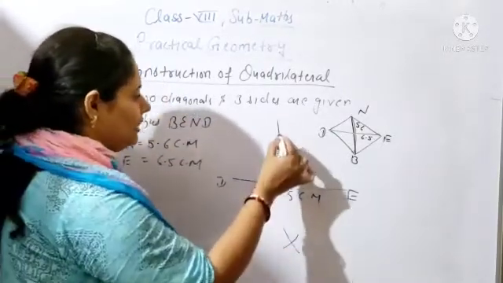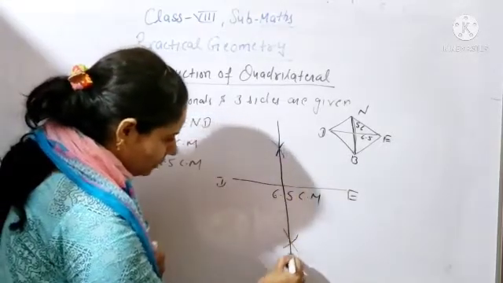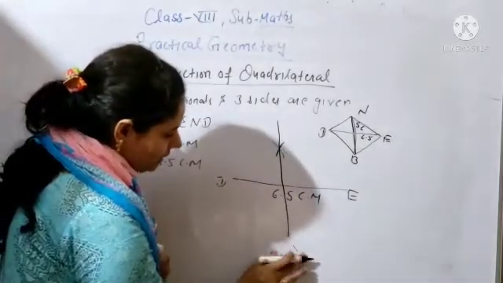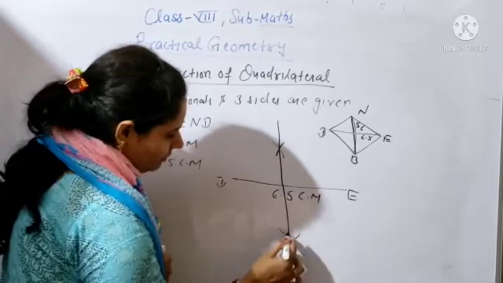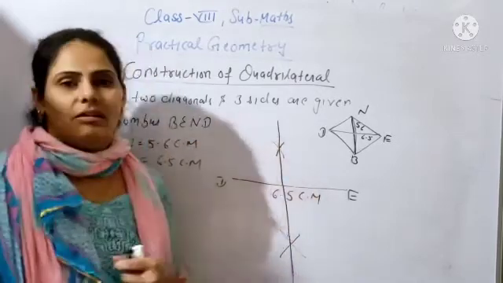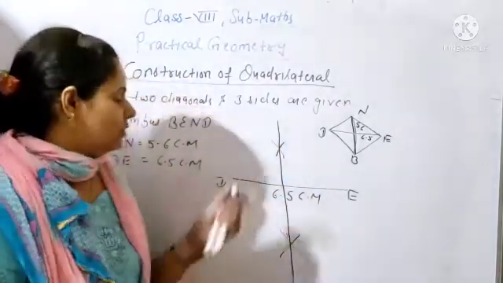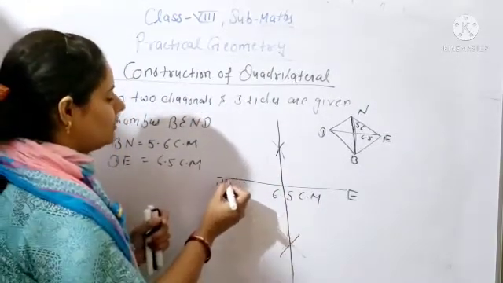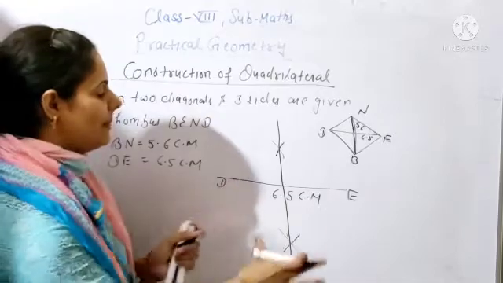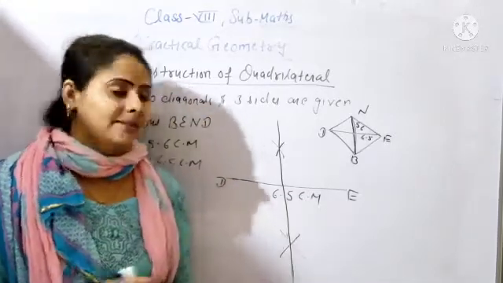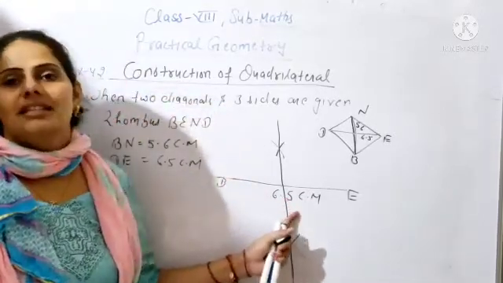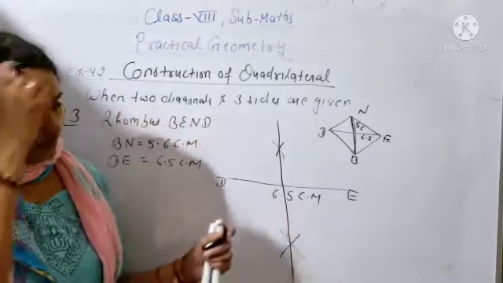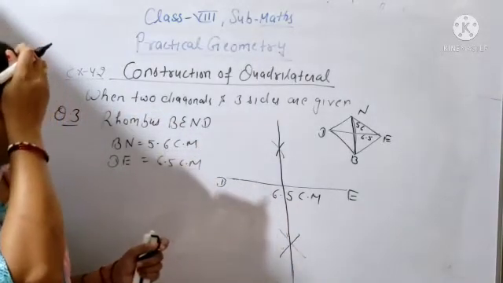After that you will simply draw the straight line. This is the perpendicular bisector of line DE, and the length of this line is 6.5 centimeter. Clear? Now what you have to do?